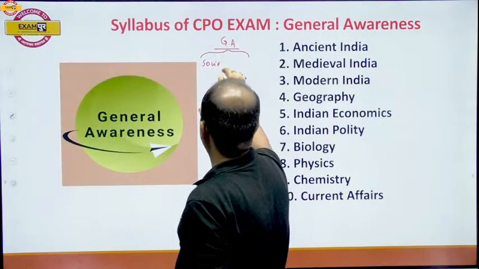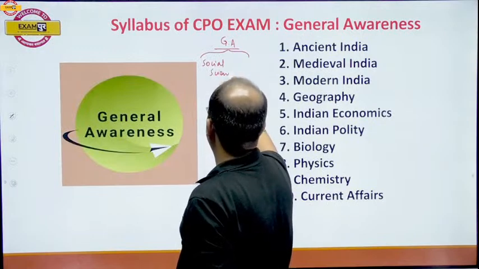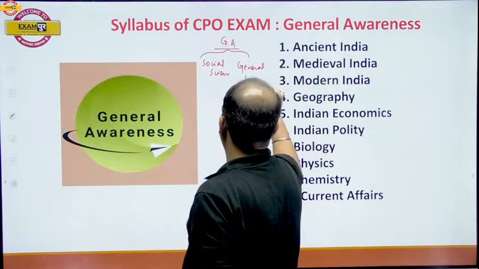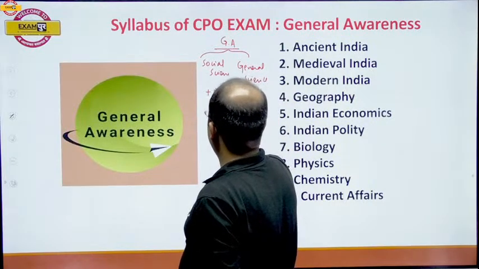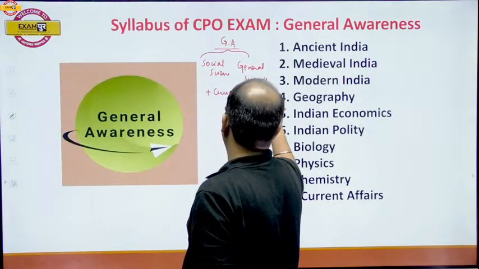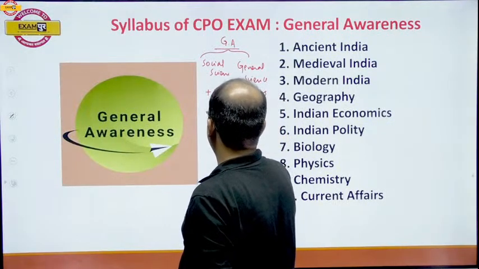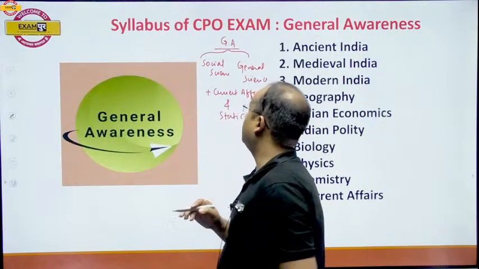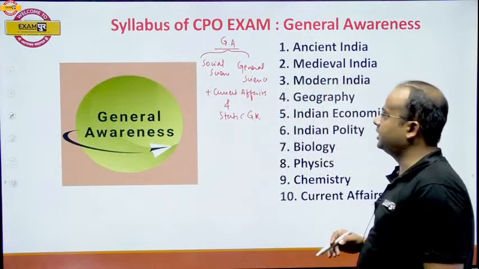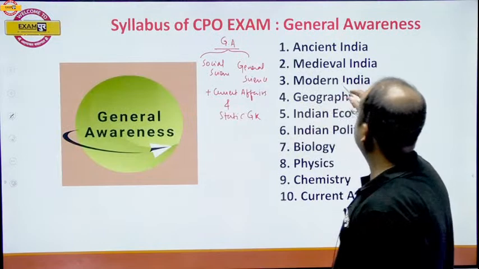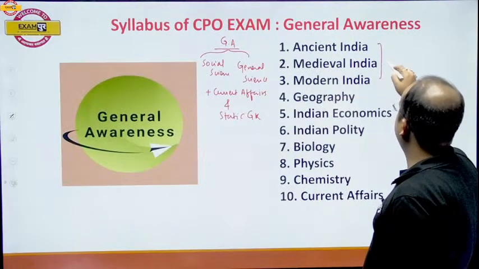The syllabus of general awareness takes social science, general science, plus current affairs and static GK. So this is the vast syllabus of general awareness. Now what comes in social science? In social science, guys, they will ask you questions from Indian history.